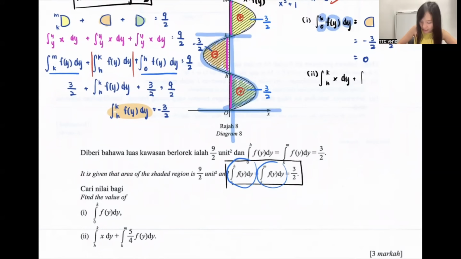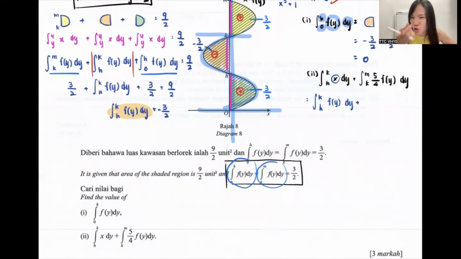The integral from k to h of x plus the integral from m to k of 5 over 4 F(y) dy. Okay, again, how do I do this one? So guys, the concept is again the same. First thing first, my dear, this one is k, this one is h. For this particular curve, the x actually is the F(y) dy. Then for the back one, I don't really understand because I saw 5 over 4.